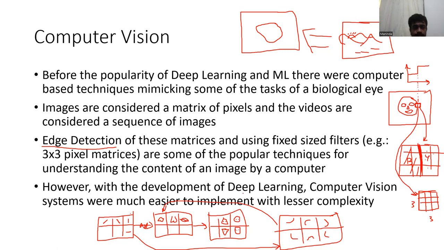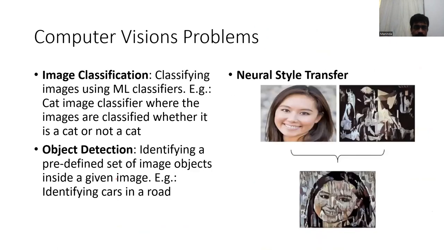So first, let's see what the things are that you can do with computer vision. The basic stuff that you can do with computer vision. The first thing you know is image classification, something like cat image classification, where you have a set of images and you can specify whether an image has a cat or whether it doesn't contain any cats. That is image classification, the simplest thing that you can do with machine learning.